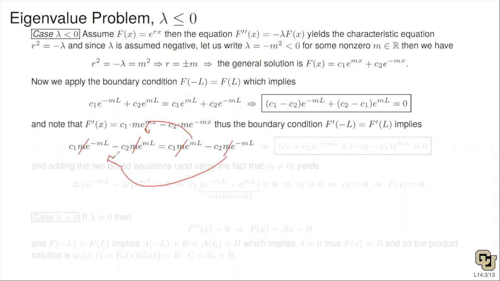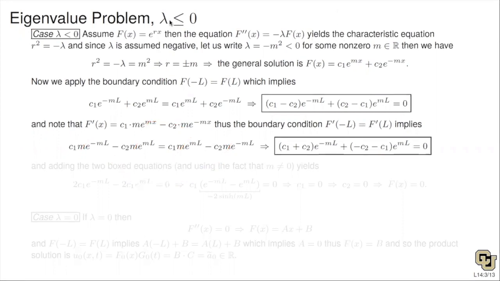Collect the like terms, everything that's multiplied by e to the minus ml, put those together and factor out the e to the minus ml. Everything that's multiplied by e to the ml, put those together, factor out the e to the ml. We get this expression here. And so now I'm going to add these two equations that we got.